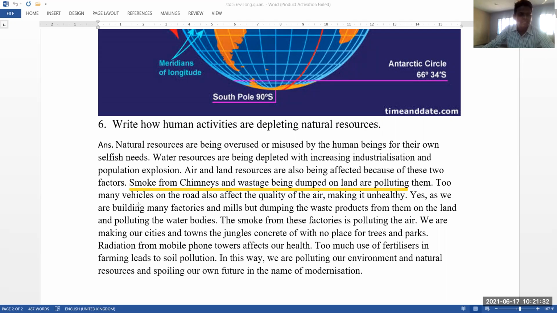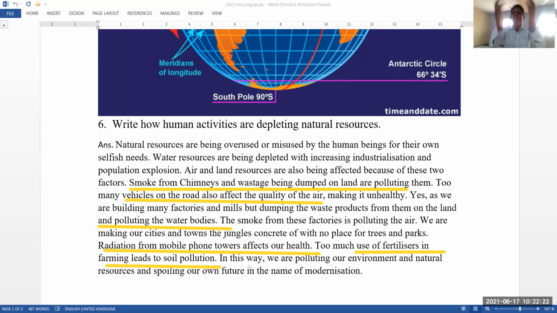Many vehicles on the road. Just see the traffic on the road nowadays. The quality of the air is totally decreasing, making it unhealthy. And yes, we are building many factories and mills, but dumping the waste products from them on the land and polluting the water bodies. The smoke from these factories is polluting the air. We are making our cities and towns concrete jungles, with no place for trees and parks. Radiation from mobile phone towers is affecting our health and animal and bird life. Too much use of fertilizers in farming leads to soil pollution. So in this way, we are polluting our environment.